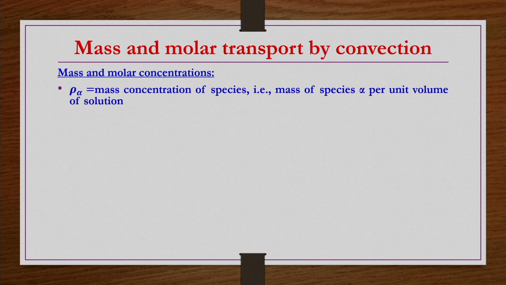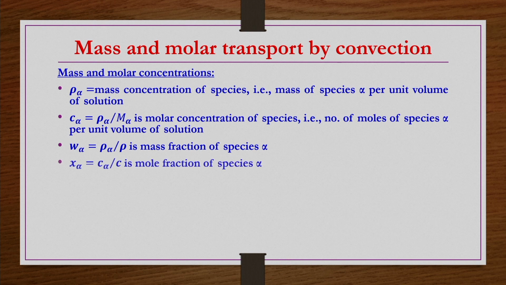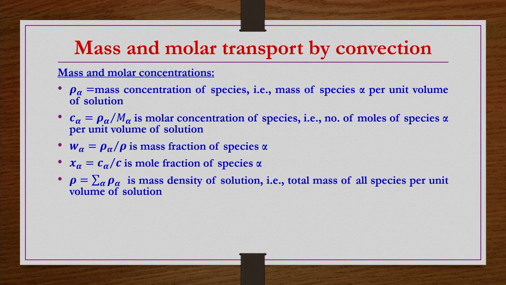So, rho alpha is nothing but the mass concentration of species alpha, that is, mass of species alpha per unit volume of a solution. C alpha is the molar concentration of species alpha, that is, the number of moles of species alpha per unit volume of solution. W alpha is rho alpha by rho, the mass fraction of species alpha, and X alpha is the mole fraction of species alpha, that is, C alpha by C, and rho is nothing but sigma rho alpha.